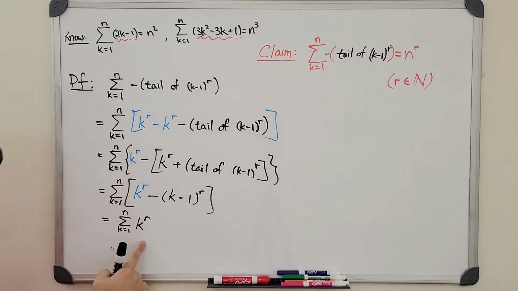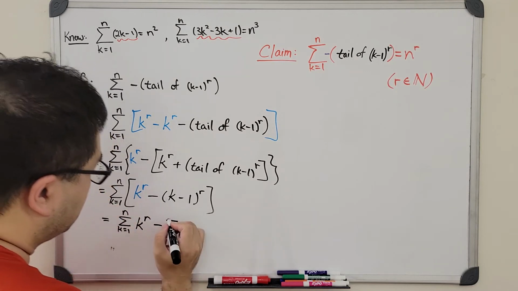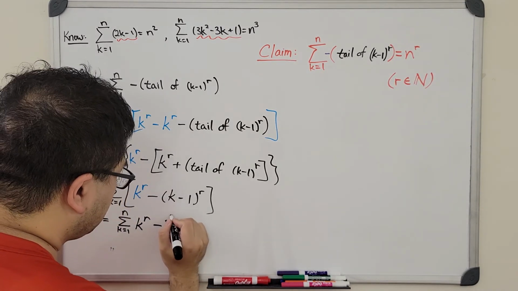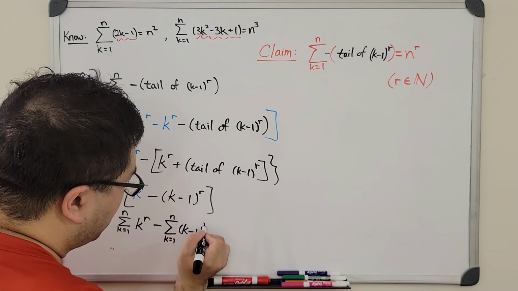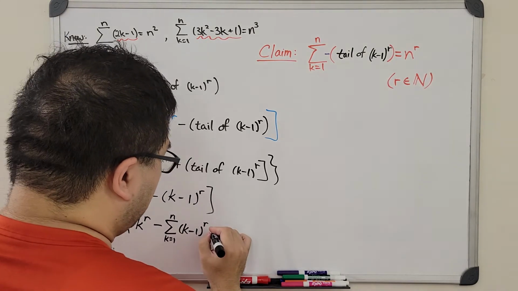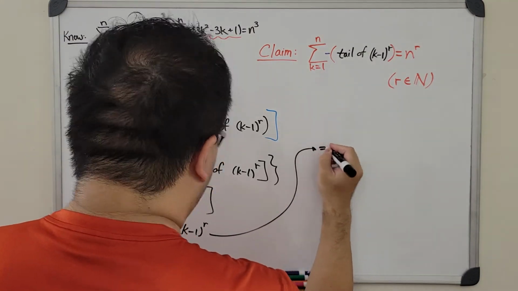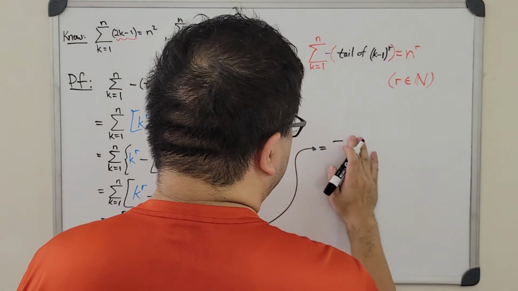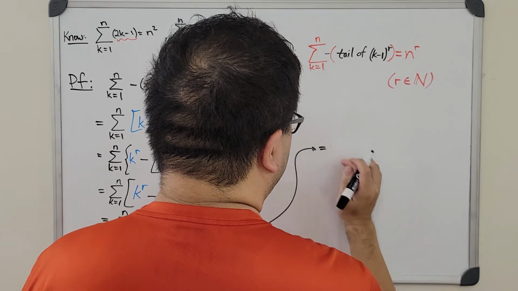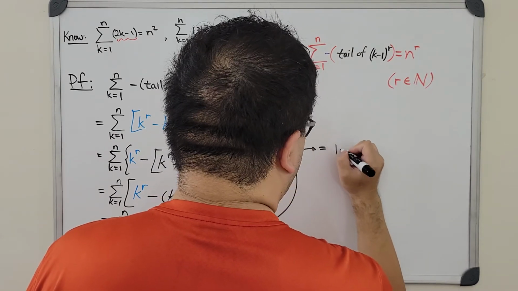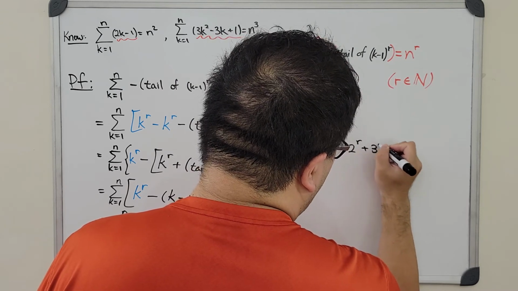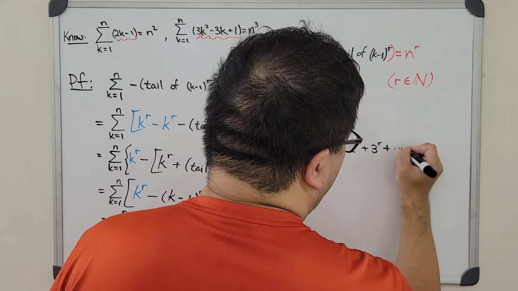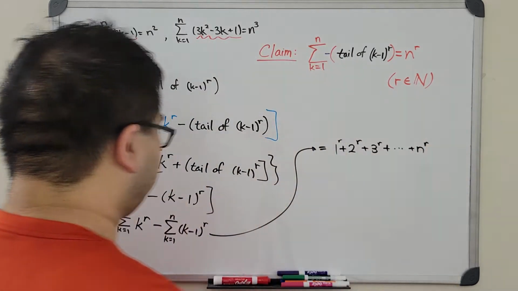The first part will just be the sum of k to the r power minus the second sum, which is k minus 1 to the r power, like this. And here is what we end up with. Since this is starting from k equals 1 to k equals n, we can just list them out. Let's list them out. We have 1 plus 2 to the r power plus 3 to the r power, maybe I should put the r here as well, plus all the way down to n to the r power.